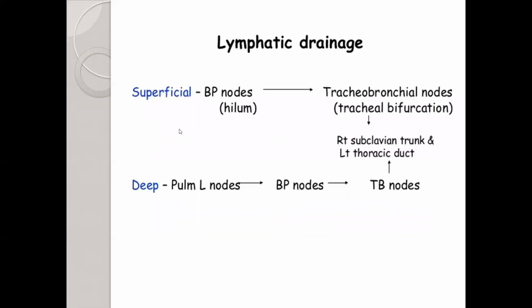So to simplify it, from the superficial plexus into the bronchopulmonary nodes, and from there into the tracheobronchial nodes, finally draining into the right subclavian trunk and the left thoracic duct. From the deep plexus, lymph drains to the pulmonary lymph nodes, which is taken to the bronchopulmonary lymph nodes, and then the tracheobronchial lymph nodes, and finally the thoracic duct.